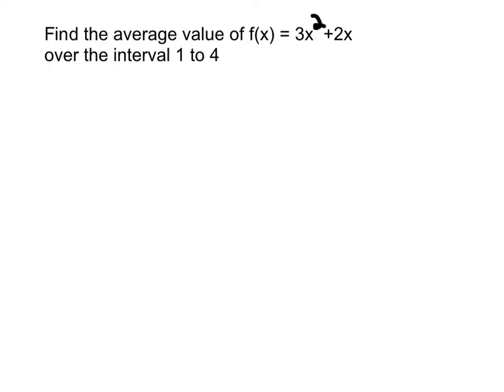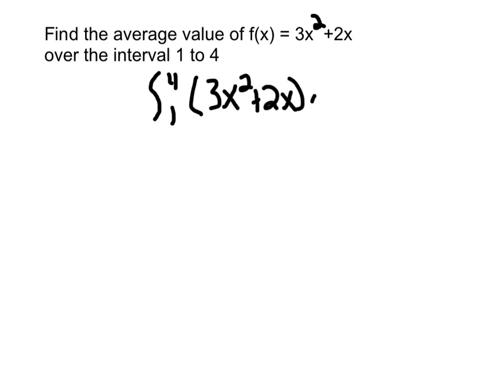So we'll do a couple straightforward questions to find the average value of 3x squared plus 2x over the interval 1 to 4. I see the words average value, so I'm thinking the integral from a to b, which is from 1 to 4, of the function 3x squared plus 2x, divided by 4 minus 1.